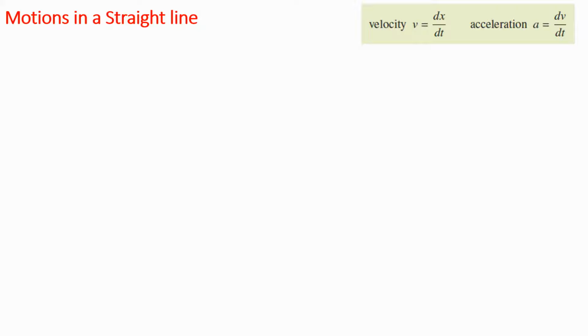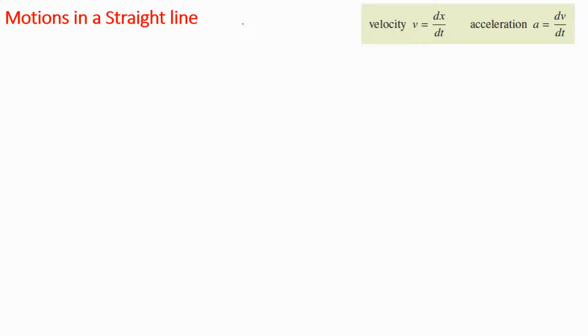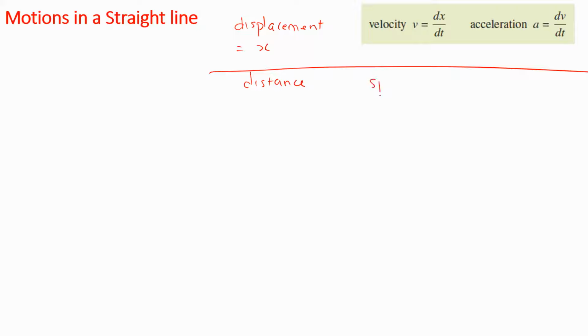Velocity and acceleration. You also have what we call displacement, which we call x. Displacement, velocity, acceleration. The difference between this, versus what you're used to back in junior level, was distance, speed, and you don't have acceleration.